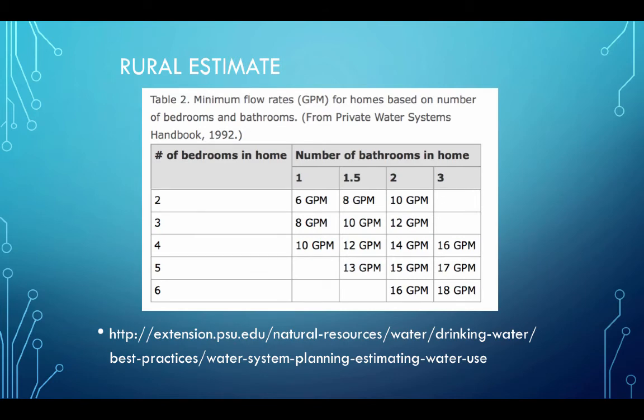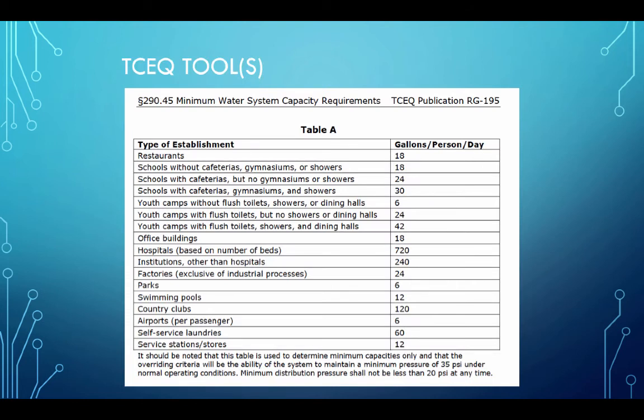Another tool is this rural estimate from the 90s. For private water systems, this is more for sizing your well and your pressure tank in a relatively remote environment. But again, it gives an estimate of the minimum flow rates that would be expected. So a 6-bedroom home is at least 18 gallons per minute, and the URL for the reference is shown there.